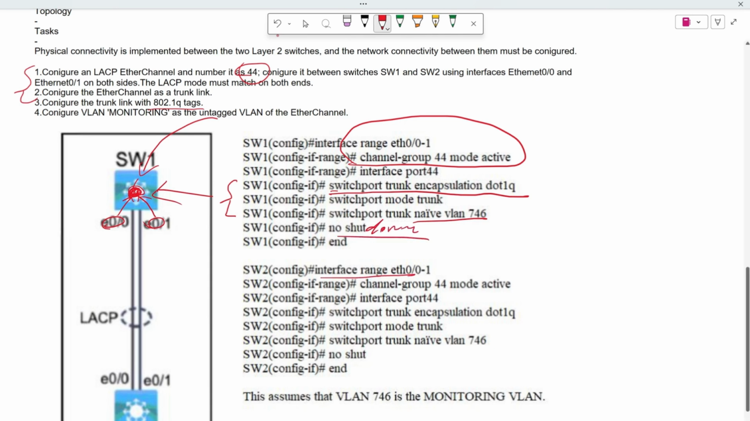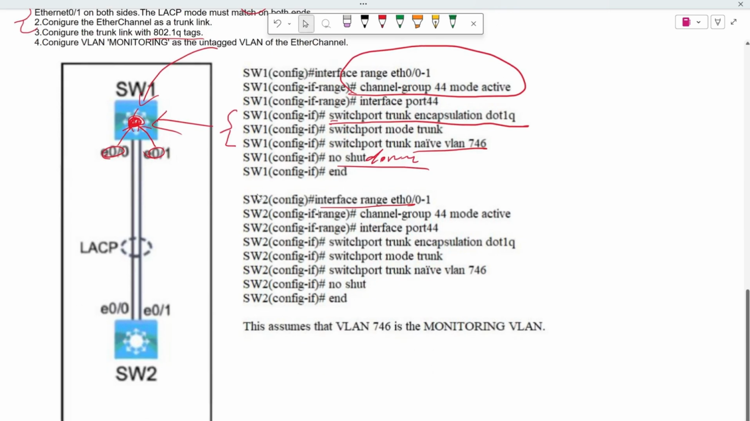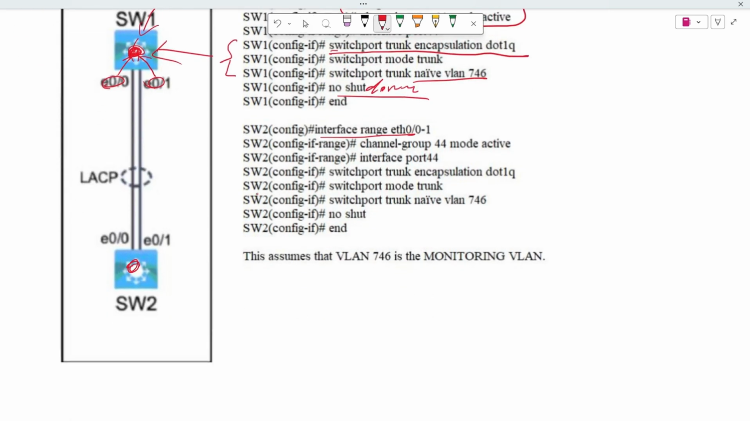It's the same below. For the switch SW2, you also configure two interfaces and then create this aggregated interface to manage these two physical interfaces. All the data goes through this aggregated interface. So you follow the same process below. According to this requirement, the group number is 44. Then enter this interface and configure the trunk link. And that's it. This is very simple.